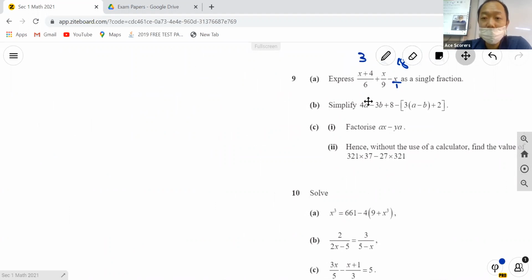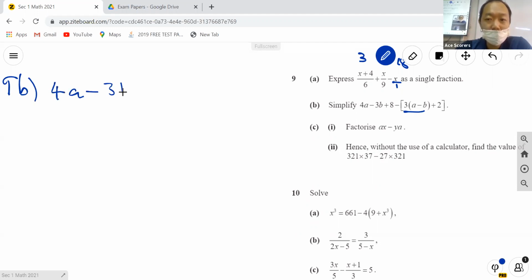Next one, 9B. 9B is also another one that we have done plenty, right? So the trick is to solve the inner brackets first. So this thing. So let's see, 9B. Let's copy this. 4A minus. You see the rest that I'm not doing, I don't really care. Just copy them out. Right, it's fine. Minus 3.